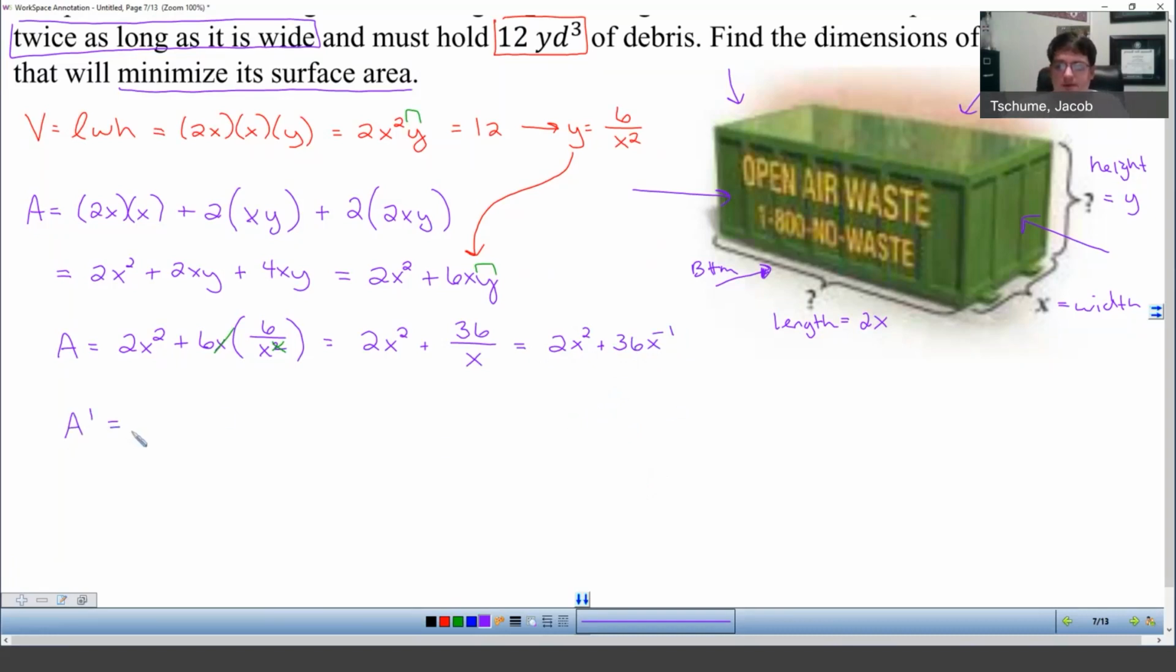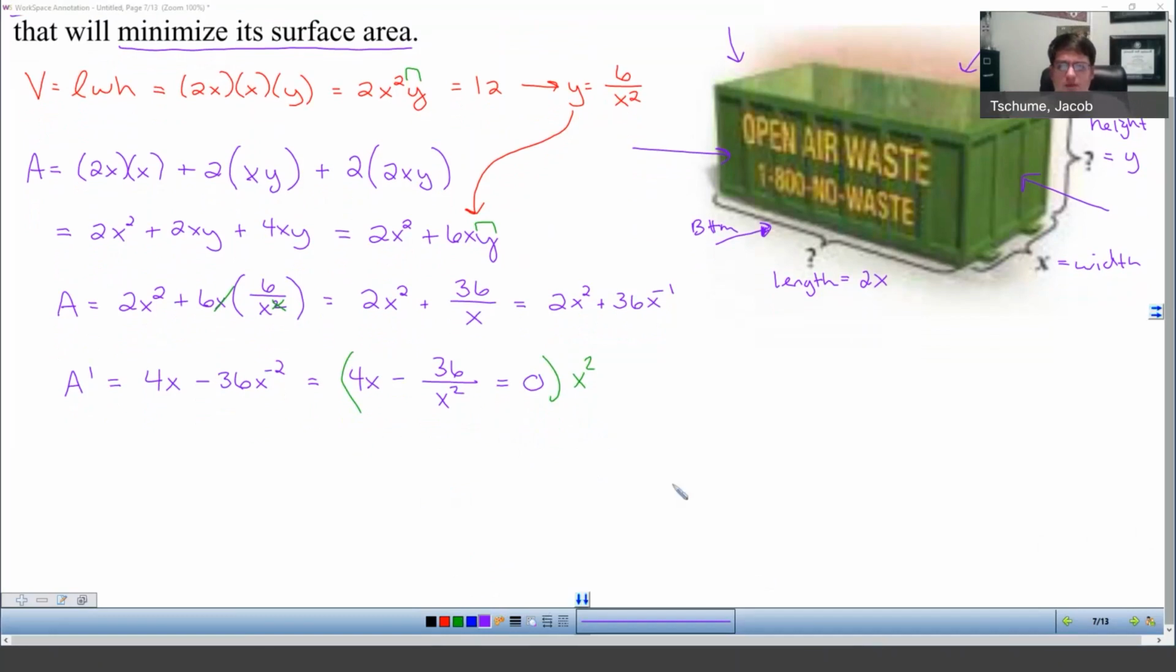So A prime is going to end up being 4x minus 36x to the negative 2. And if I rewrite this, it is 4x minus 36 over x squared. That is the derivative of my surface area function. To find the critical value, I need to set this equal to 0. So I'm going to multiply the entire equation by x squared. We saw this idea in a previous section. I think it was in the section 3.4 video. If I multiply everything by x squared, I end up with the following.